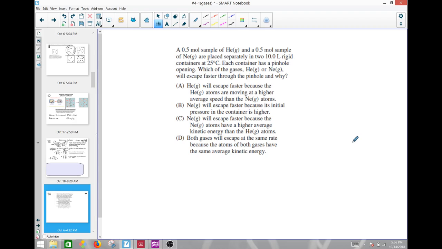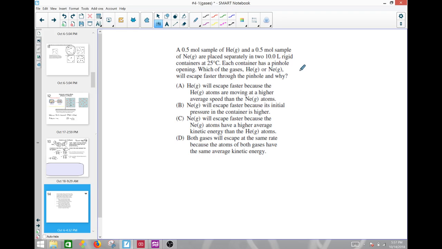It says a 0.5 mole sample of helium and a 0.5 mole sample of neon are placed separately in two 10-liter rigid containers at 25 degrees Celsius. Each container has a pinhole opening. Which of the gases, helium or neon, will escape faster through this tiny pinhole and why?